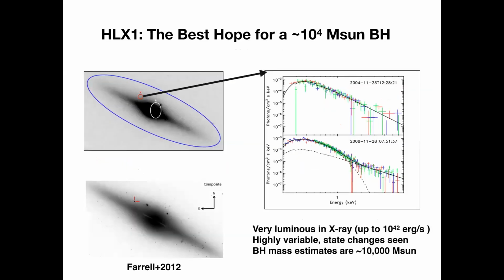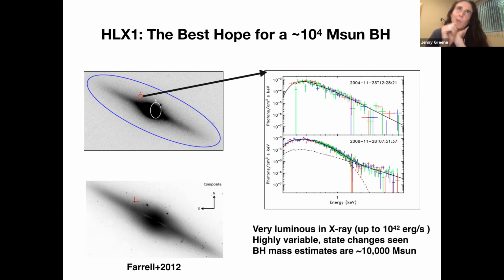That thing. Yes, so those things are mostly neutron stars, and NuSTAR kind of showed that. A lot of them are just super, super Eddington neutron stars. Brutal. But this is the last one standing. This is HLX1. It is very luminous, 10^42 when it's on in the X-ray, and it does these state changes like an X-ray binary. So it really looks like it does not have a surface and like it's a black hole.